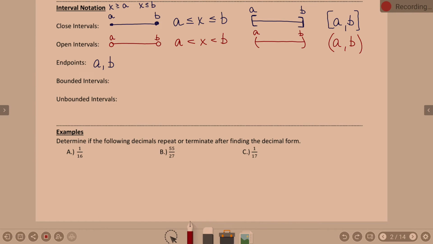So I'm going to say any closed or open intervals, such as above.